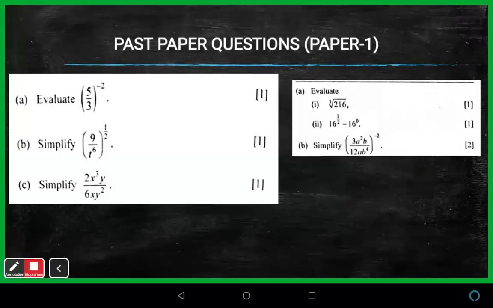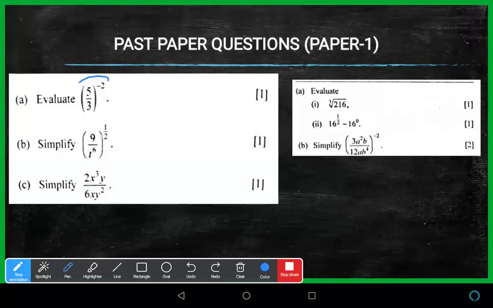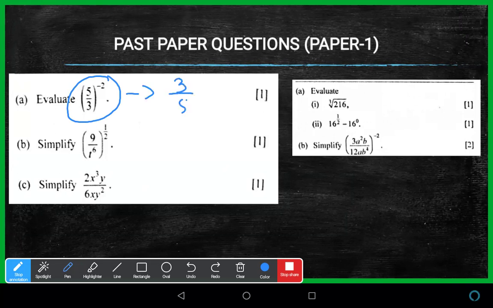Now, again, the power is negative, so we have to make the power positive. So what will we do? We will take the reciprocal. It will become 3 upon 5 power 2. Now we will apply the power to both 3 square and 5 square. 3 square is 9 and 5 square is 25. So 9 upon 25 will be the answer.